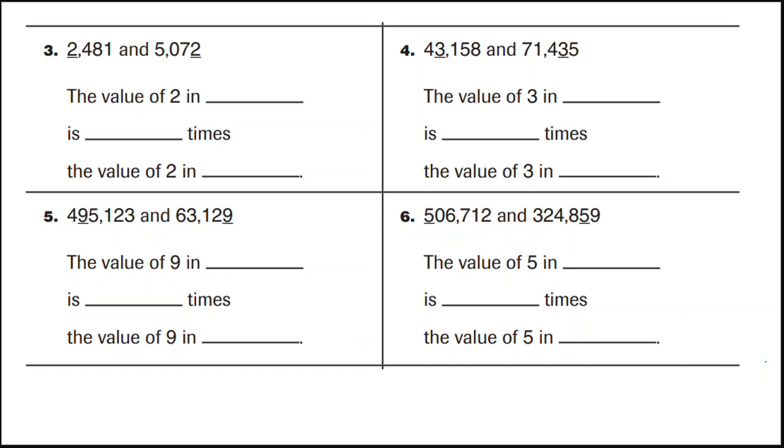Hey there, kids. Let's take a look at some math that relates to place value, okay? Well, we've got two numbers right here. We have this number, 2,481. And this 2 right here is really worth 2,000, isn't it?